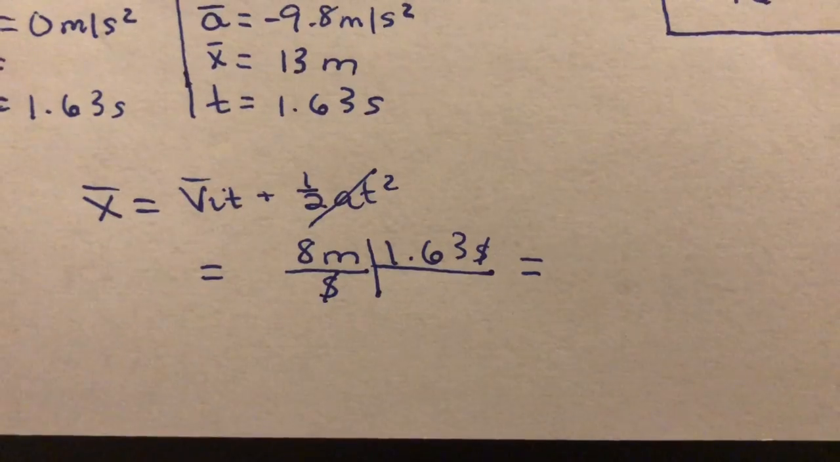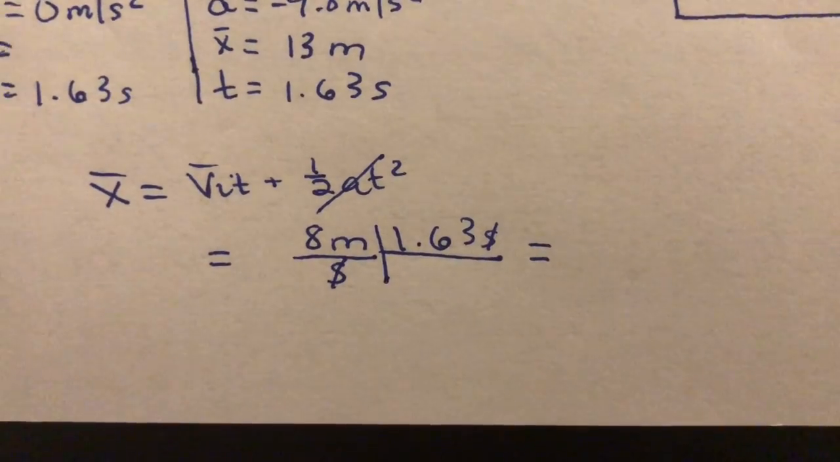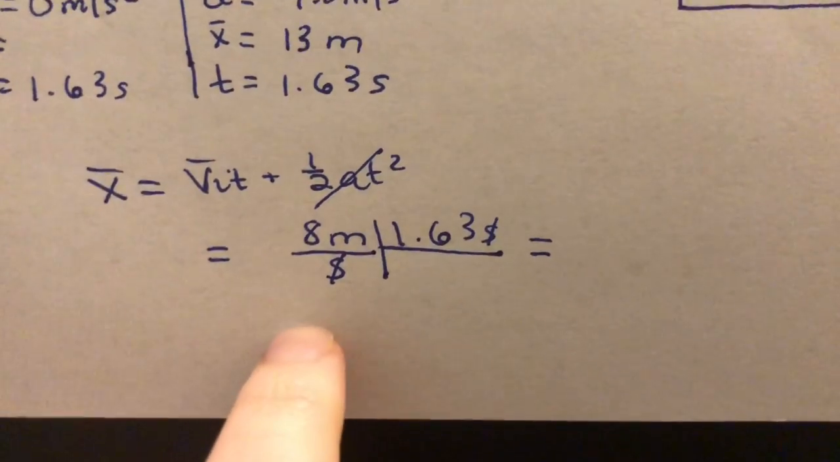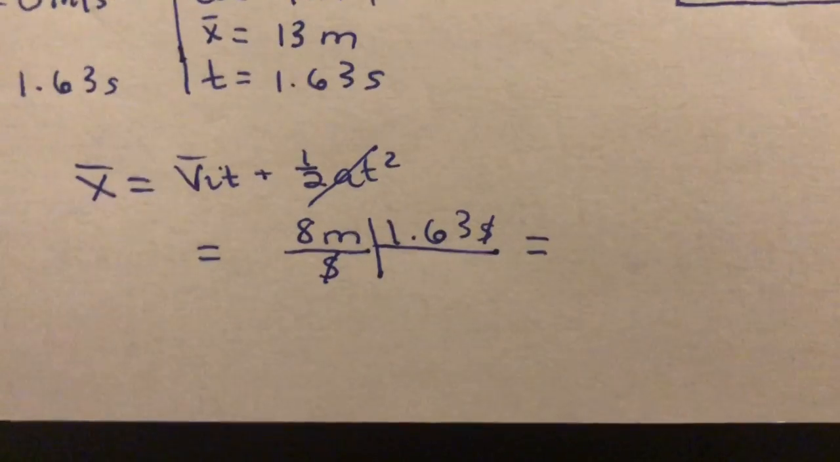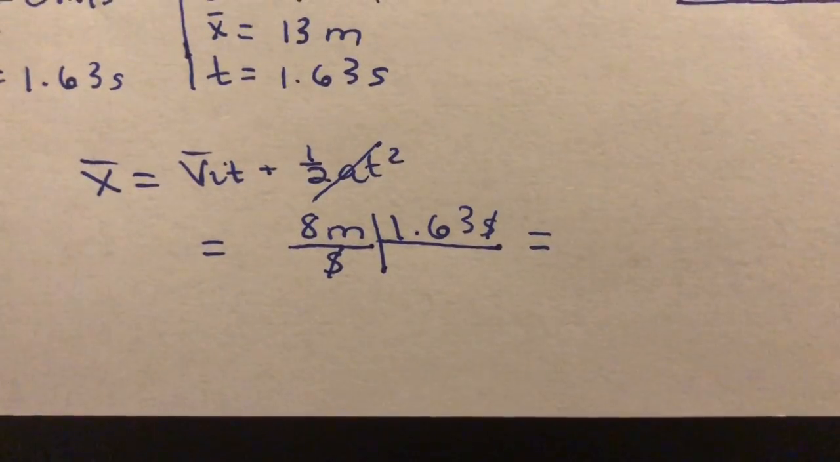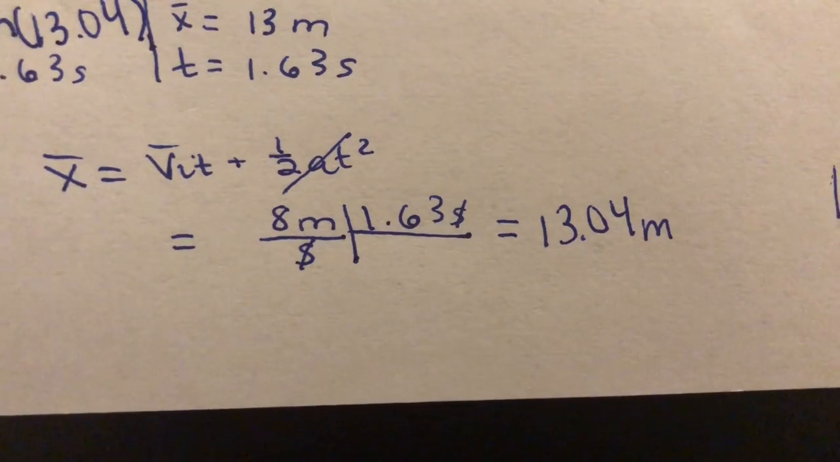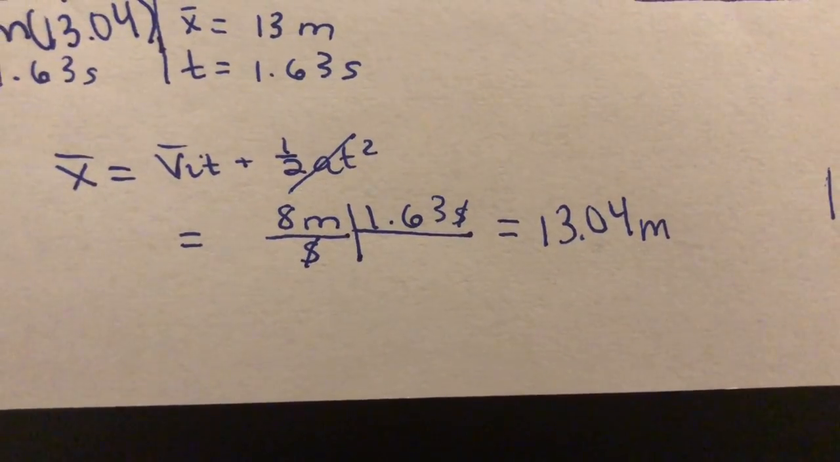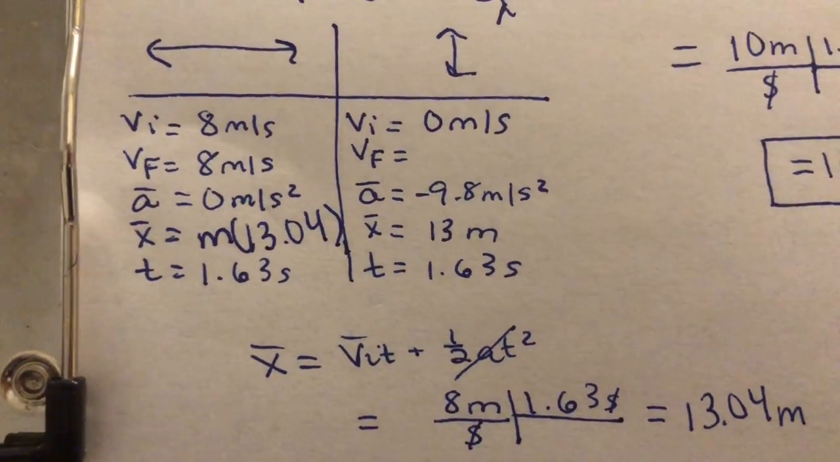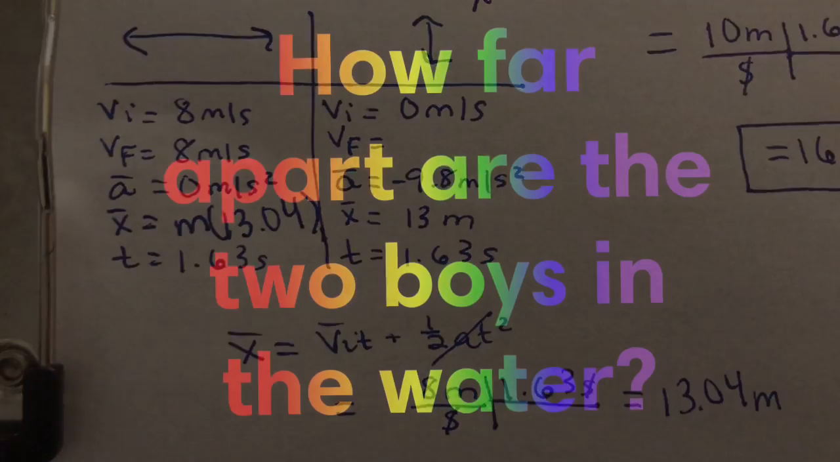Now, velocity initial times the time, so the new velocity, 8 meters per second, times the same time, 1.63 seconds. After doing the math, we determined that the displacement is 13.04 meters. So go ahead and put this into your chart.